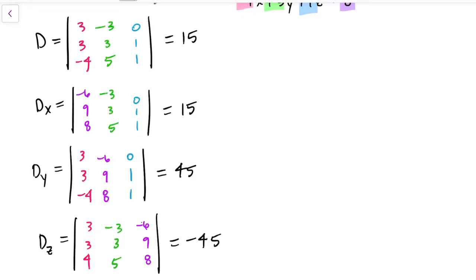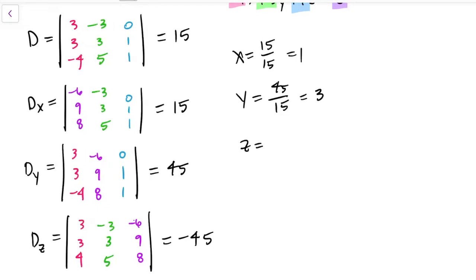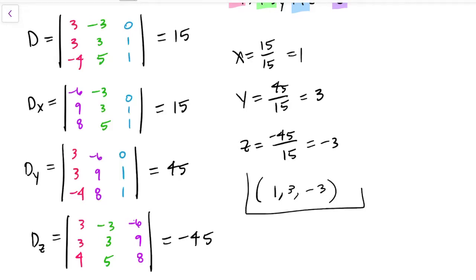So your x coordinate you find by taking dx over d. So our x is going to be 15 over 15, which is 1. Our y coordinate, we take dy over d, 45 over 15 to get 3. Z, we take dz over d to get a -3. You have to write your answer as an ordered triple this time. So 1, 3, and -3.